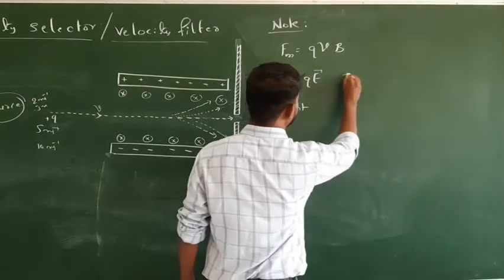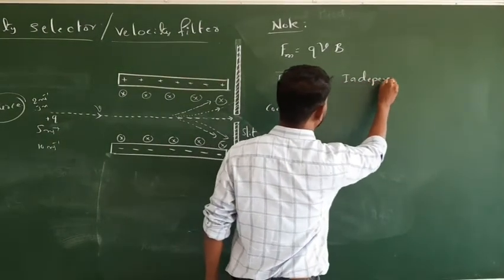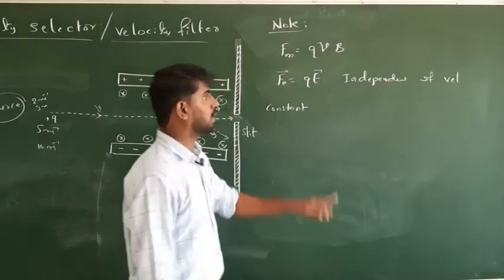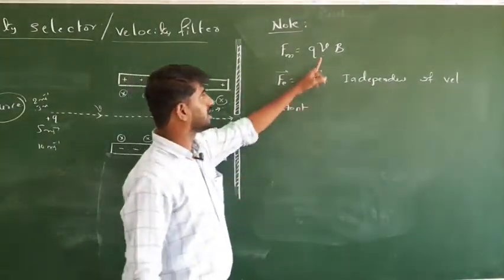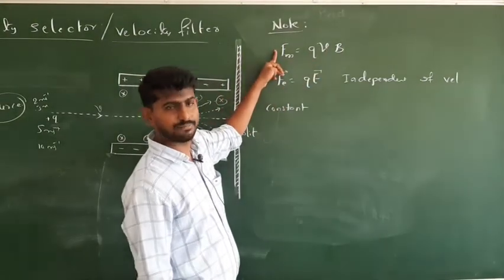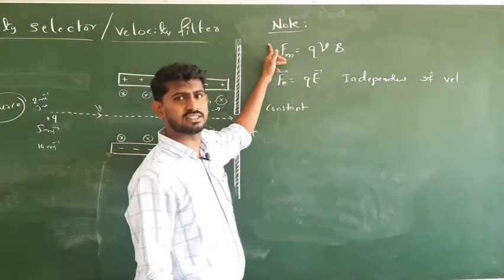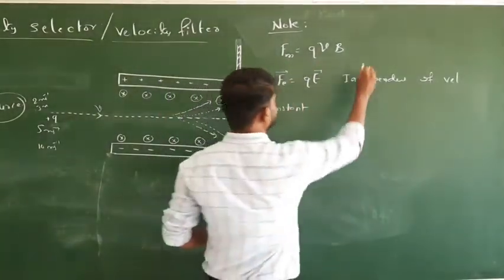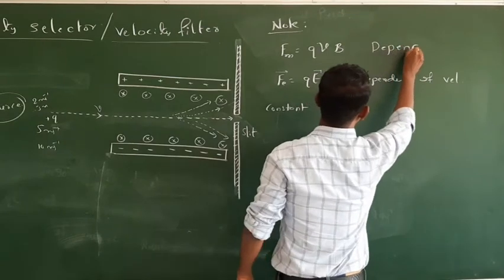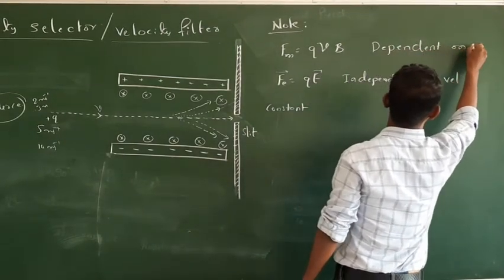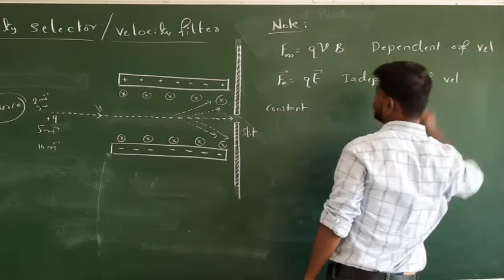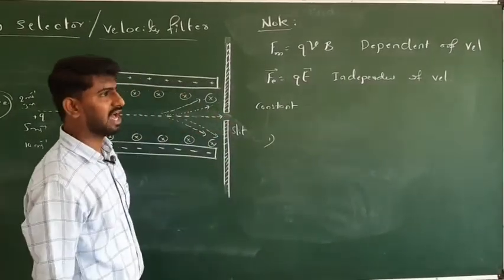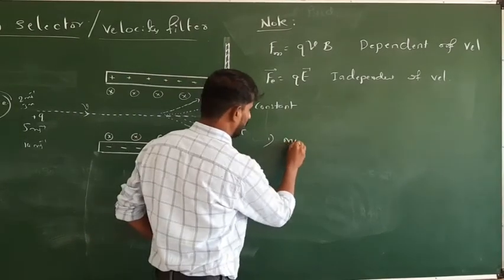So this force is independent of velocity. Okay, so what about the magnetic force? As the velocity increases, the magnetic force increases. As the velocity decreases, the magnetic force decreases. So magnetic force depends on the velocity. Electric force is independent of velocity. So this is dependent of velocity.